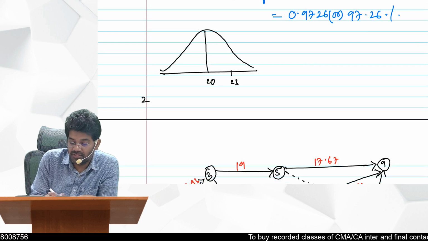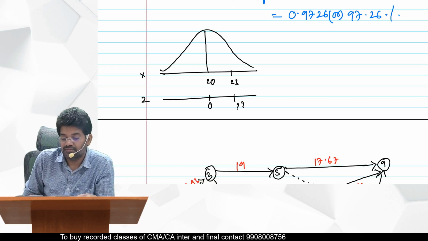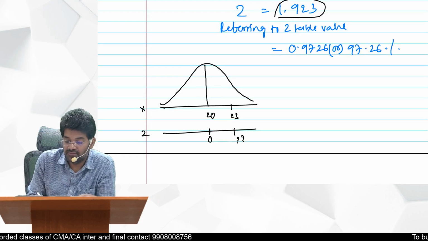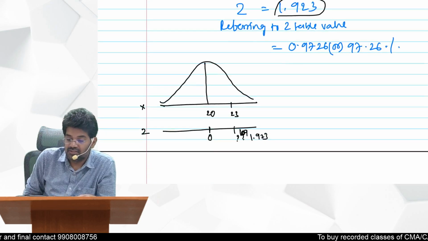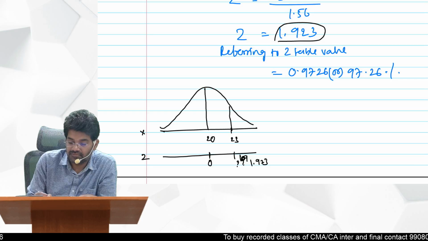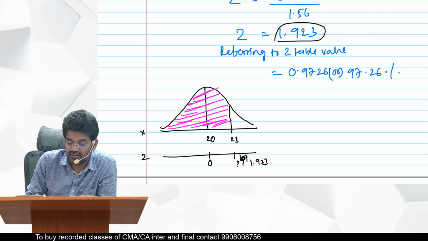Now this is the x value, no? Exactly at the mean, the z value will be 0. So what is the z value here? We have to find it out. We got 1.923 z. They want the probability of less than or equal to 23, so I want this one. Less than or equal to 23. This is what we want.